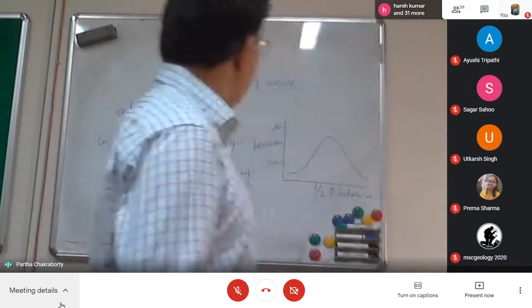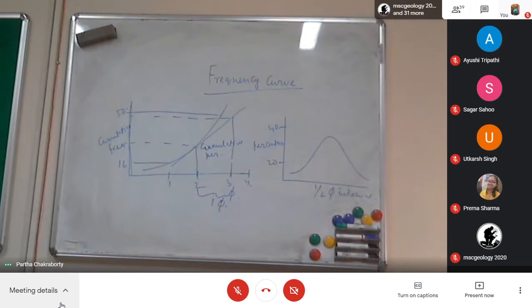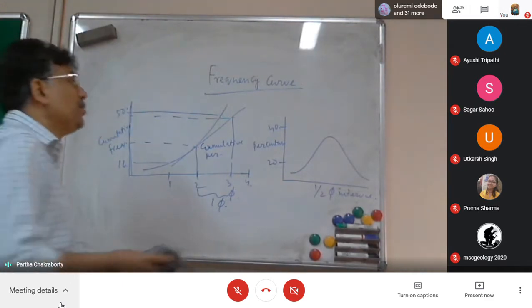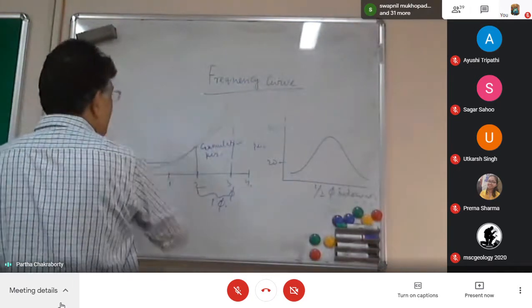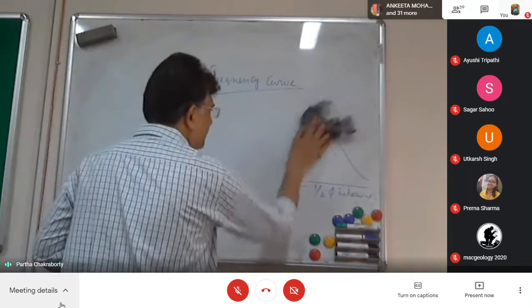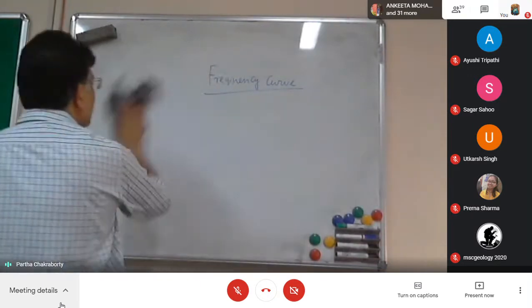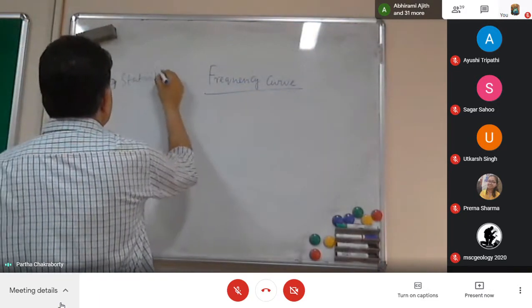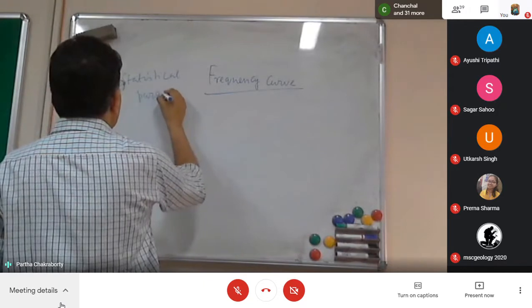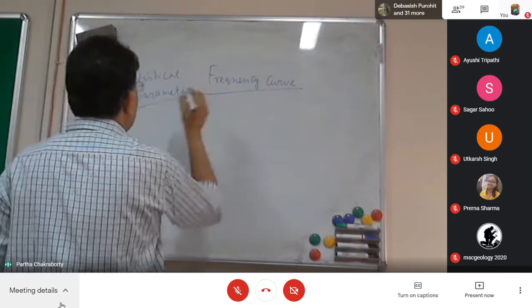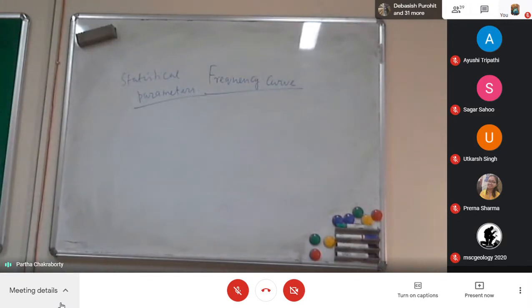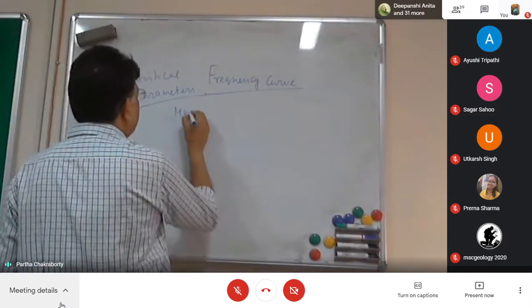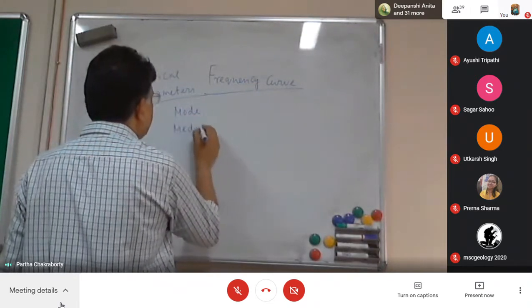Okay, now we have represented the grain size, and we have plotted it. Now, what will we be doing with this plotting? We will be trying to determine the different statistical parameters. That is mode, median, mean.